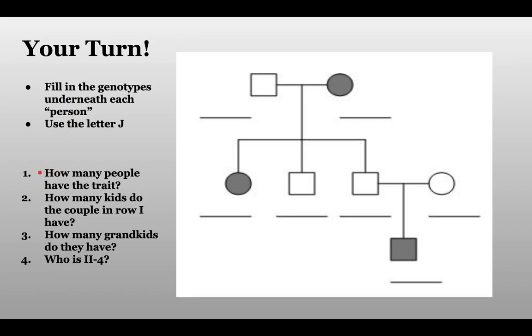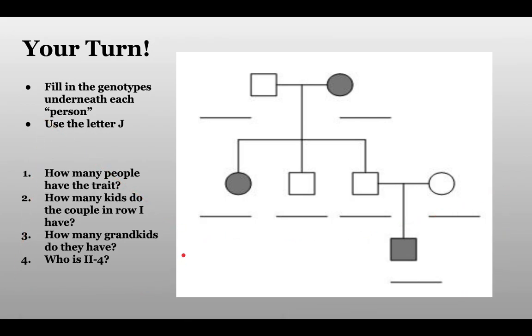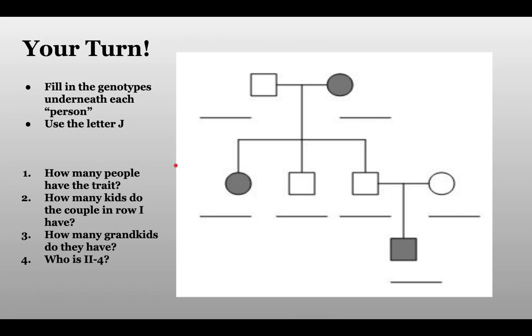How many people have the trait? How many kids does the couple in row 1 have? How many grandkids do they have? And who is generation 2, number 4? Okay, so you'll need to draw this out, number it, do the genotypes, and answer these questions. Go ahead and pause it, and then play it once you have finished. All right, so once you have done that, we're just going to go through the genotypes real quick.